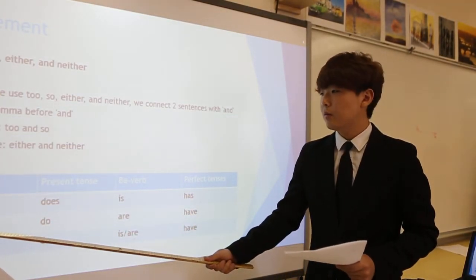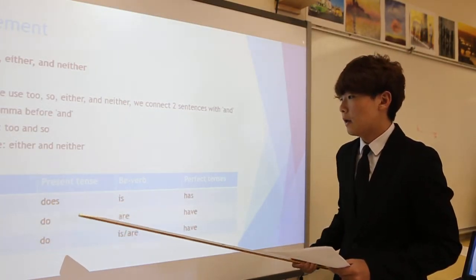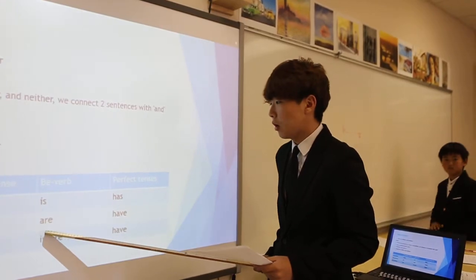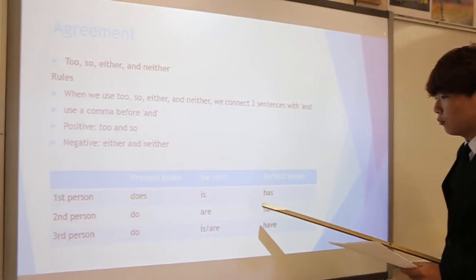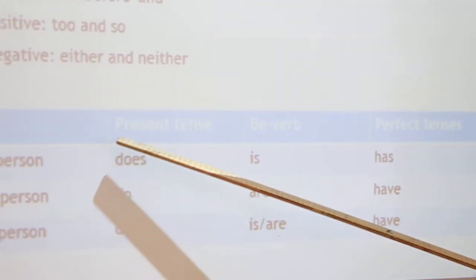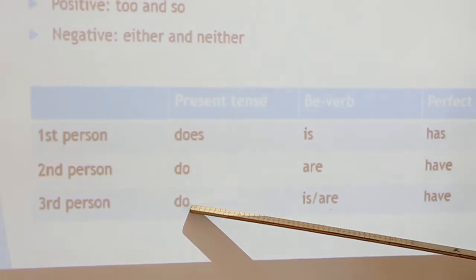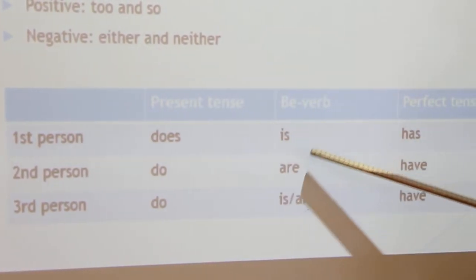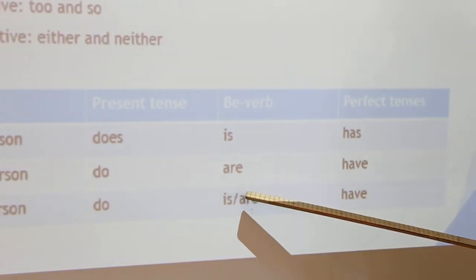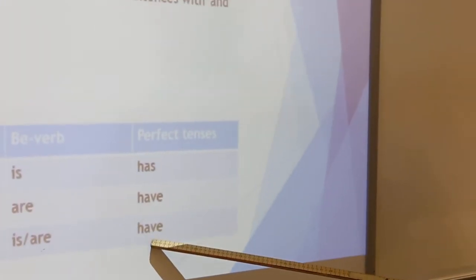Also, if it is second person and present tense, then we need to use do. And if it is be verb, then we need to use are. Also, if it is perfect tense, then we need to use have. Lastly, if it is third person and present tense, then we need to use do. Also, if it is be verb, then we need to use is or are. Lastly, if it is perfect tense and third person, then we need to use have.